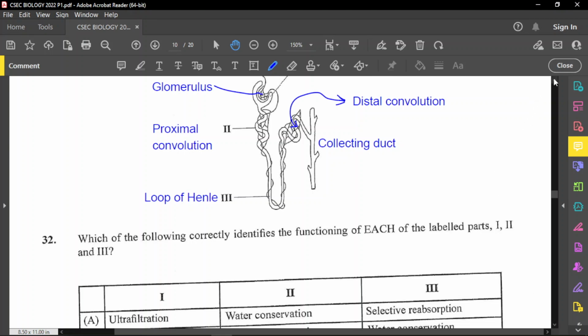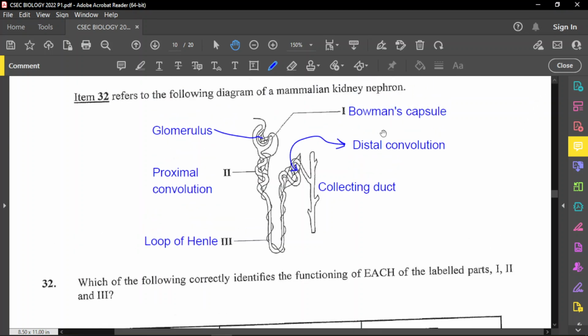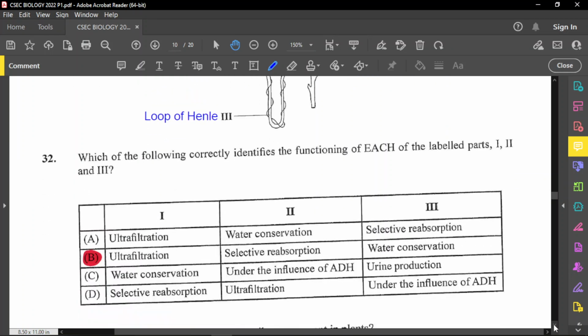And so 1 is the Bowman's capsule, and what I mean by Bowman's capsule is ultrafiltration, and 2, which is the convoluted tubule, is responsible for absorption of certain substances, and the loop of Henle also helps with absorption as well. And so here now, B is the correct answer because again, ultrafiltration takes place in the Bowman's capsule. So it could only be between A and B. And then the convoluted tubule is for selective absorption or reabsorption of certain things, such as glucose.